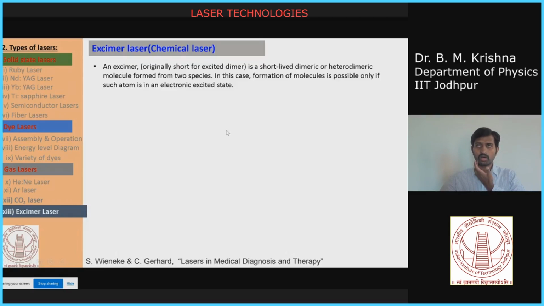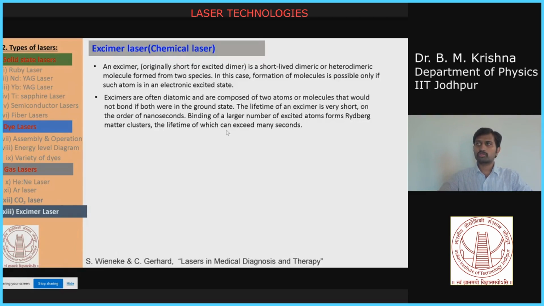Okay, so now often these Excimers are composed of two atoms or two molecules. If they are in the ground state, they don't have any bonding. When they are excited, they have a bonding. So that is the basic understanding of the Excimer. In general, the lifetime of an Excimer is very short, on the order of nanoseconds. So the binding energy of a large number of excited atoms forms Rydberg matter clusters, where you have a large number of these kinds of Excimers making clusters.